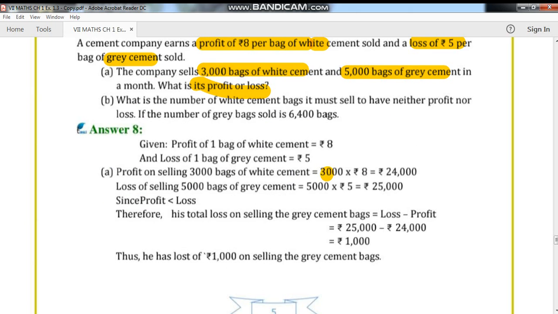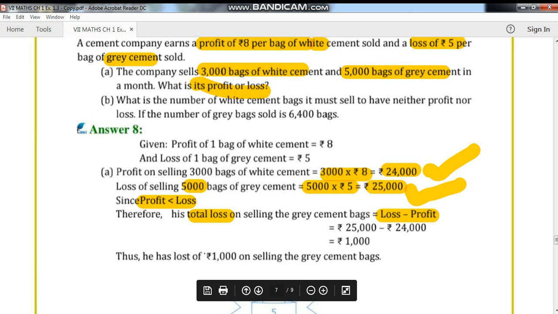So 3000 bags of the white cement, so 3000 multiplied by 8 is 24,000, and 5000 bags of grey cement, so 5000 multiplied by 5 is 25,000. Now you can see that 25,000 is a greater number. Clear? Now in order to find out whether he has earned profit or loss, you can see very clearly that the profit amount is less and the loss amount is more. So we have to find out the total loss. So total loss formula is loss minus profit. 25,000 minus 24,000 is rupees 1000 he has lost while selling the grey bags.